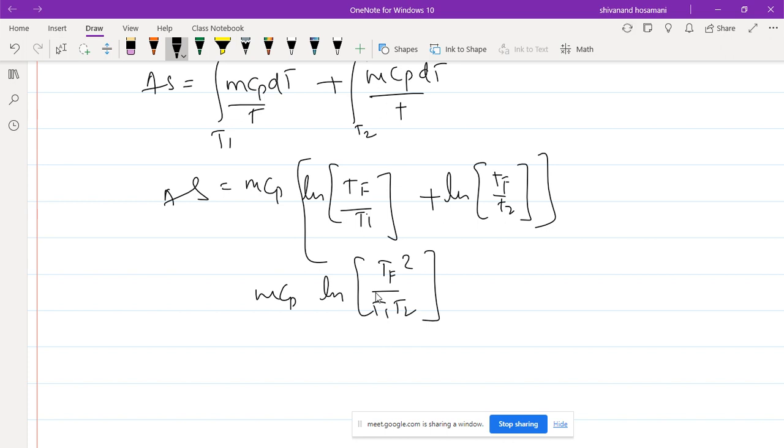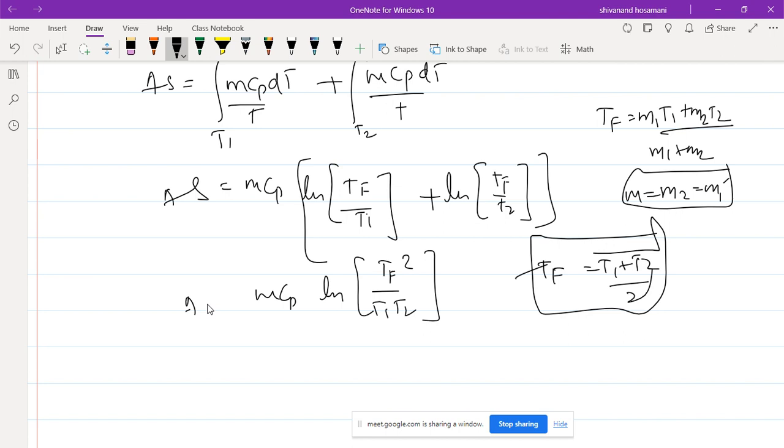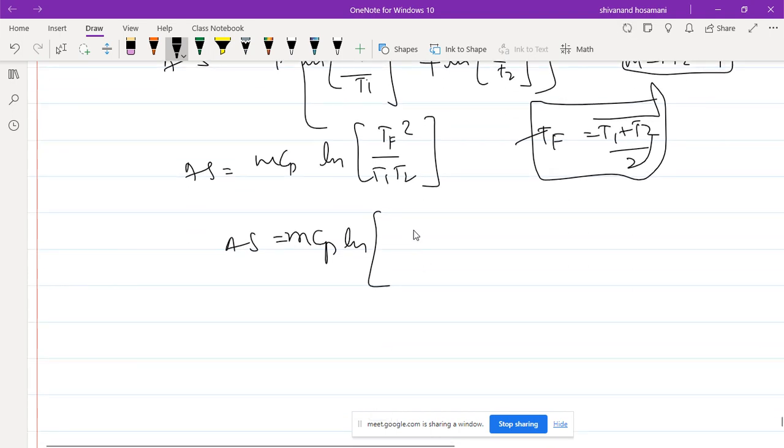We already know the final temperature of the system is given by (m1 T1 + m2 T2) divided by (m1 + m2). Now the masses are the same, m1 is equal to m2, so rewriting that, TF is equal to (T1 + T2) divided by 2. Back substitute into delta S is equal to m CP ln of (T1 + T2) whole squared divided by 4 times T1 T2. This is the famous formula.